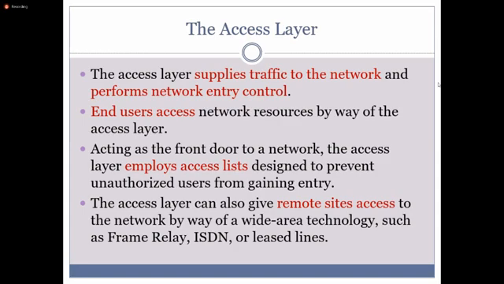So acting as a front door to a network, the access layer employs access lists designed to prevent unauthorized users from gaining entry. The access layer can also give remote site access to the network by way of wide area technologies such as frame relay, ISDN, or leaf spine. So the access layer sometimes gives remote site access using frame relay, ISDN, or leaf spine.